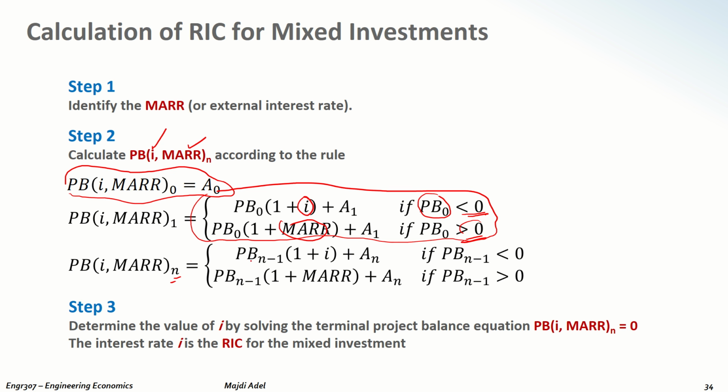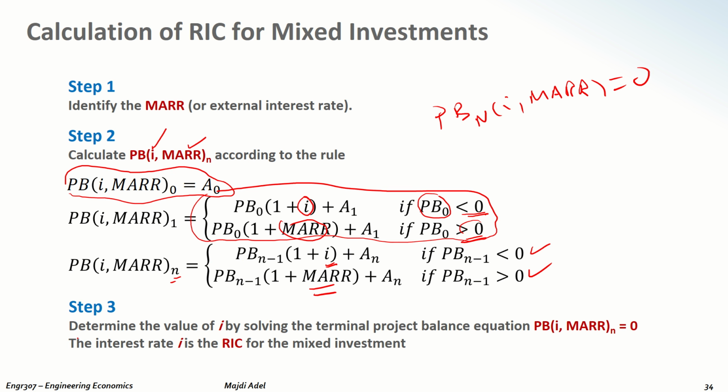This is the general formula: the project balance at any year equals the project balance of the previous year multiplied by 1 plus I or 1 plus MARR, plus A_n. And to choose 1 plus I or 1 plus MARR depends on the sign of the previous project balance. If it is negative, we choose I. If it is positive, we choose MARR. And remember that the project balance of the terminal year equals 0. Okay?